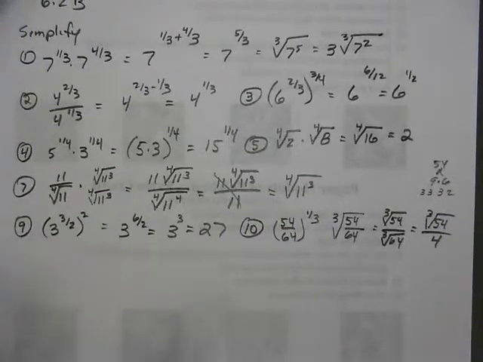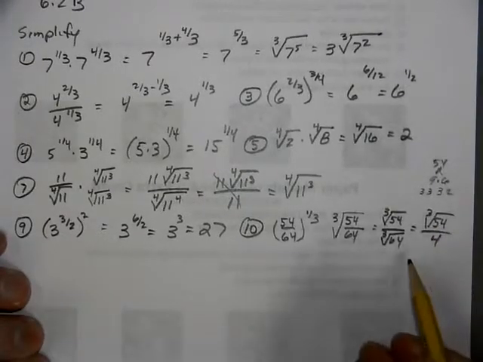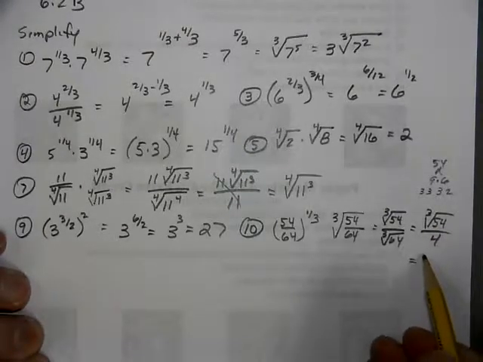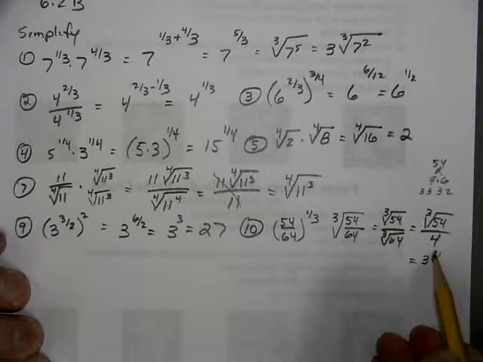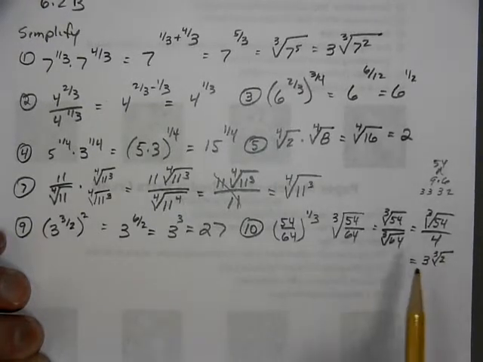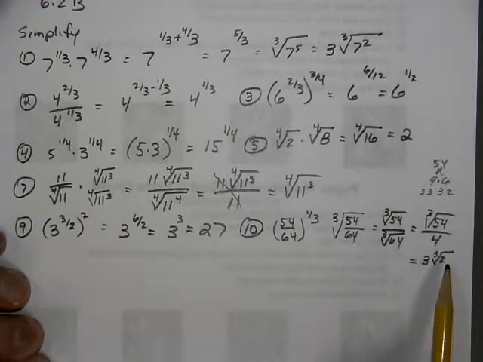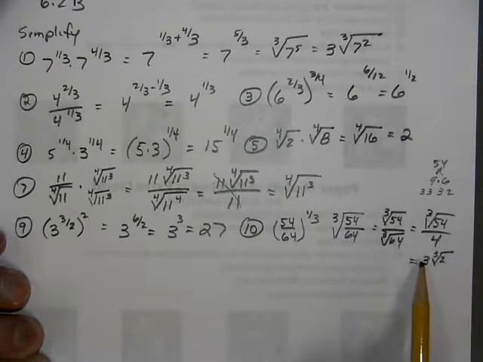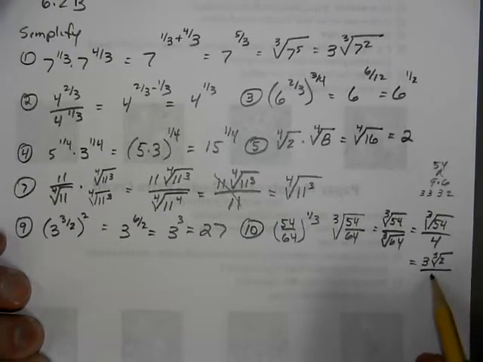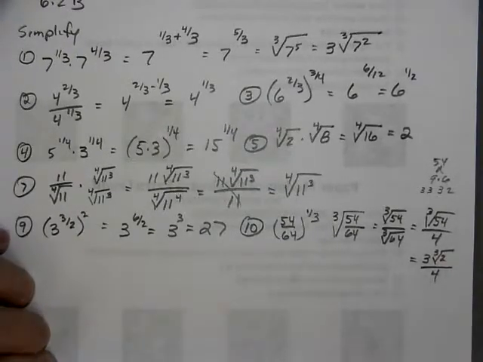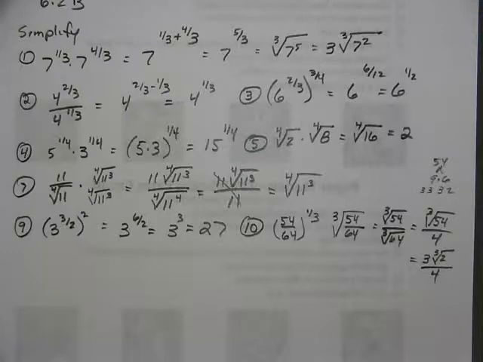So there's actually another perfect cube inside of that. So my final answer perhaps would be 3 cubed root of 2, because it would have been 3 times 3 times 3 inside of there to be 27 times 2 to be 54. I'm going to pull out the cubed root of 27 and have my 4 on bottom. That was a tricky one to see.